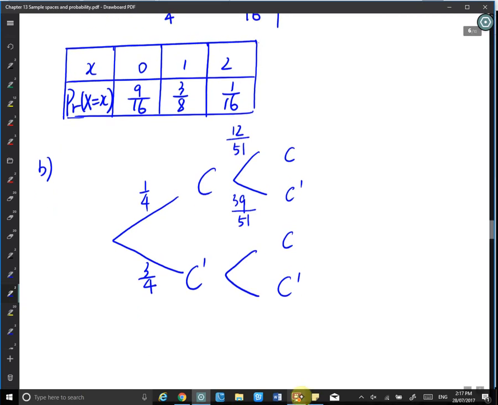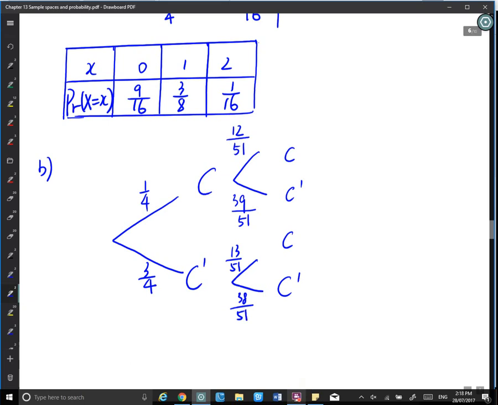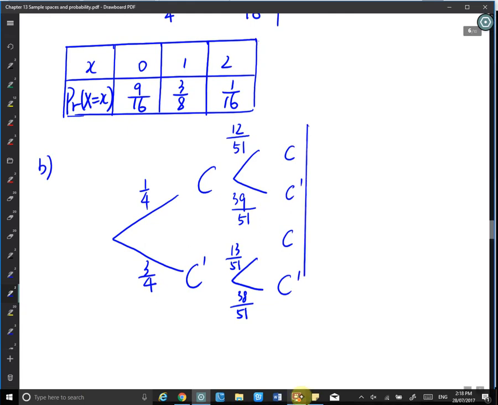Okay. The next one, club. How many clubs are left if the first one is not a club? 13. So 13 out of 51. How about the last one? 38 over 51. Okay, you can find those probabilities. I know you can.